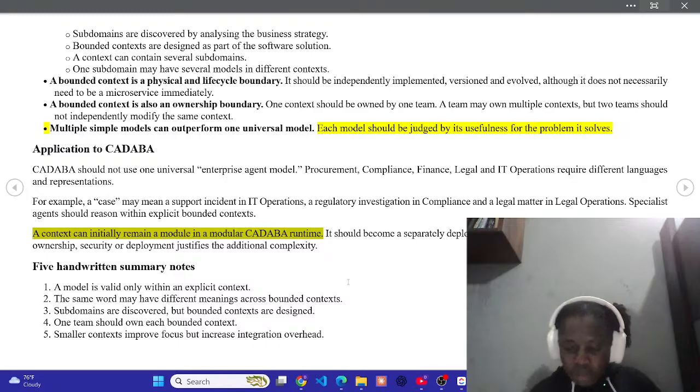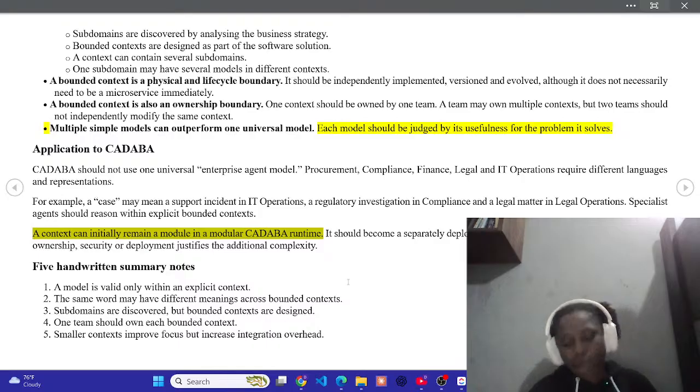So chapter 3 talks about managing domain complexities. And the 5 summary points we have are: a model is valid only within an explicit context. The same word may have different meanings across bounded contexts, and subdomains are discovered, but bounded contexts are designed. One team should own each bounded context. Smaller contexts improve focus, but increase integration overhead. So this is very important, guys.